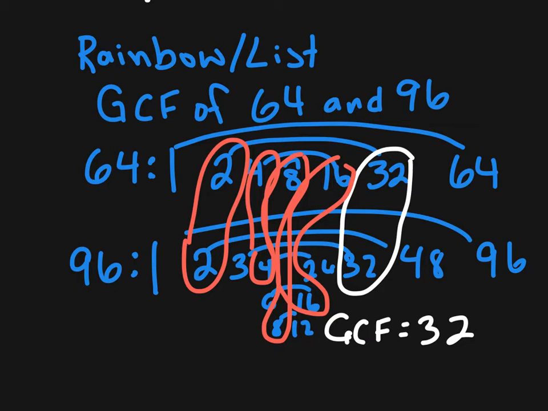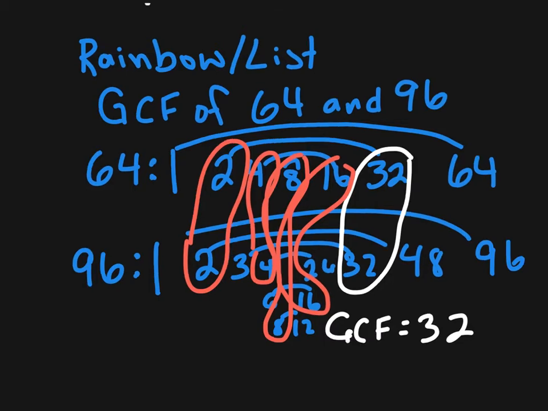This method works well, especially for smaller numbers. However, when you start getting into bigger numbers, it's really easy to accidentally miss factors, and so you have to be really careful with it. So that's the rainbow or the list method.